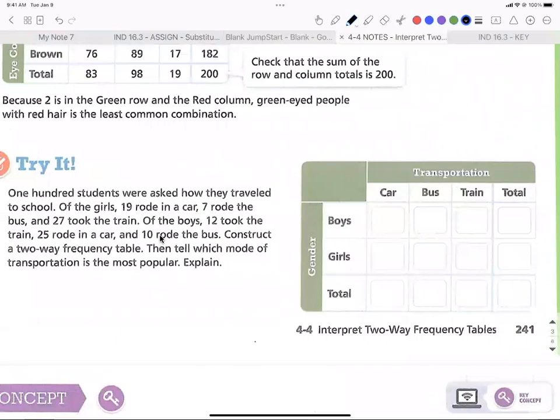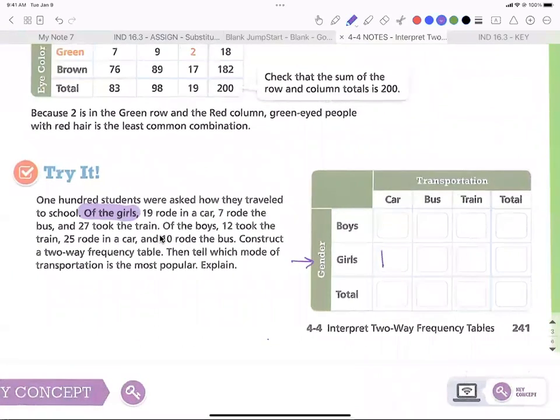school. Of the girls, right? So right now we're talking about of the girls. So we are going to fill in the information on the girl row. So we want to make sure that we're putting the information in the right place. Of the girls, 19 rode in a car. So in the girl row under car, we would put 19. 7 rode in a bus. So under the bus, we would put a 7. And 27 took the train. So we would put a 27 under the train on the girl row.